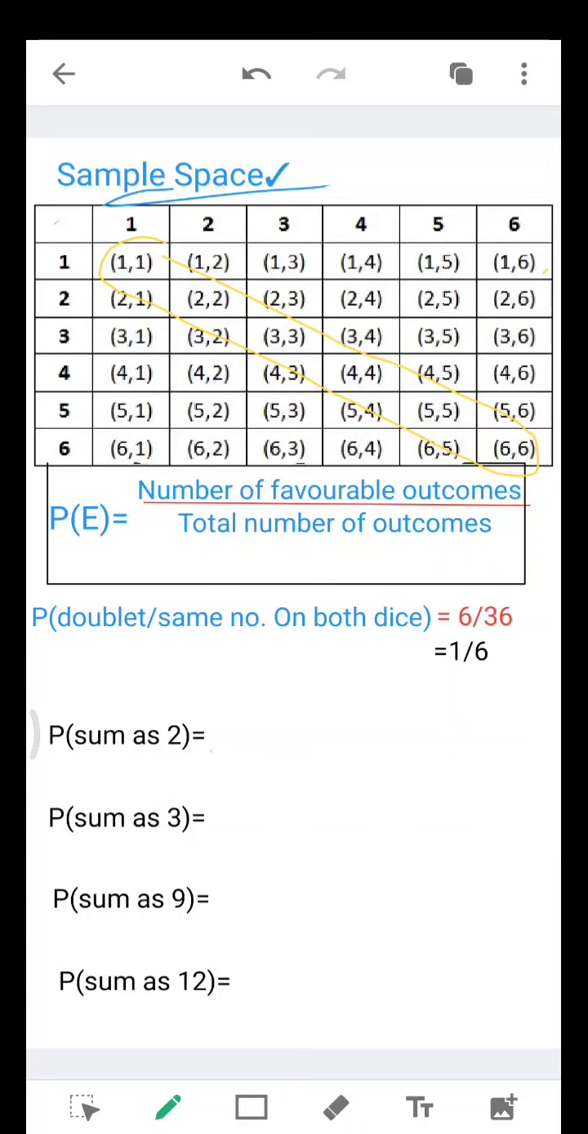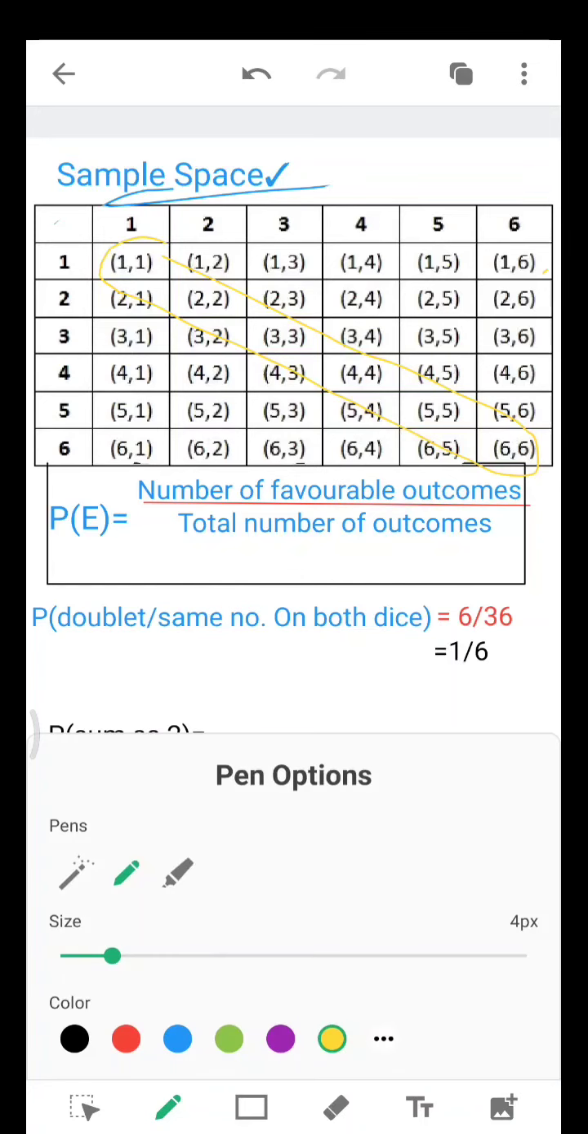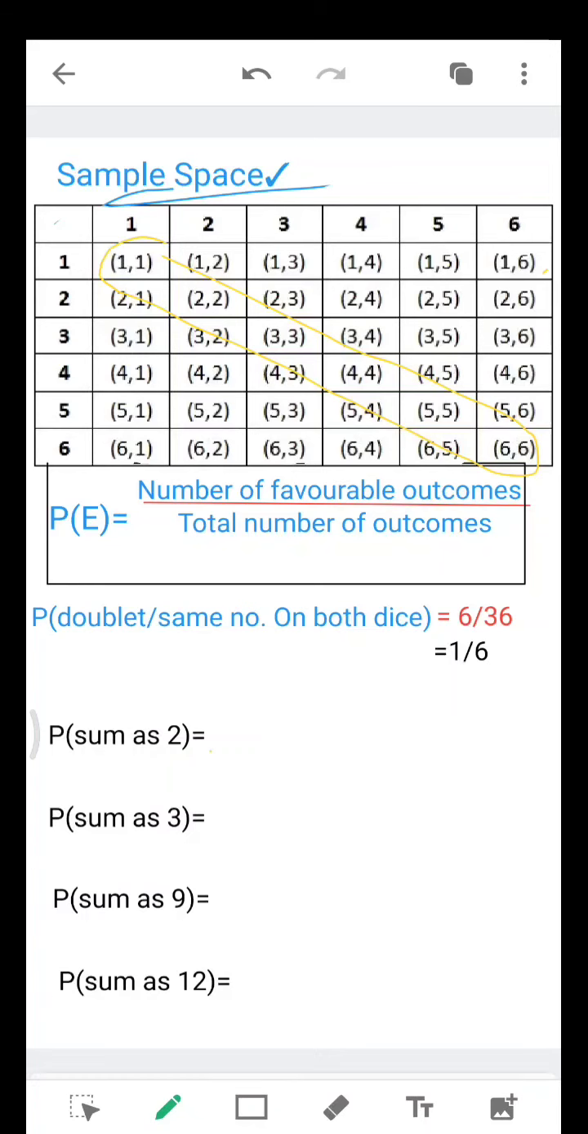These are called doublets. So how many doublets do we have? Let's count it. 1, 2, 3, 4, 5 and 6. So these 6 are called doublets. So the probability of getting a doublet will be 6 by 36, and if I divide I get 1 by 6. Got it, everyone? Okay, now let's see one more question.